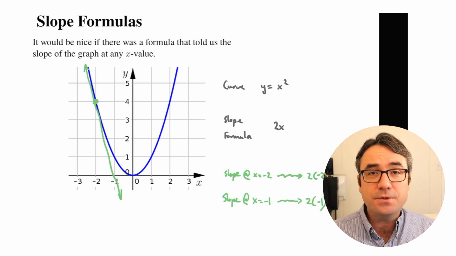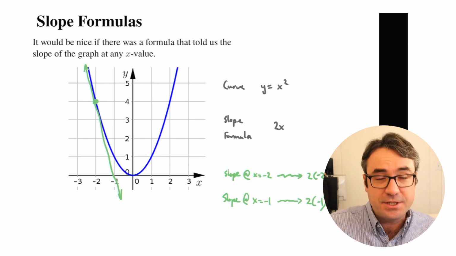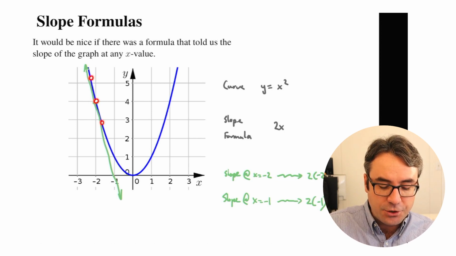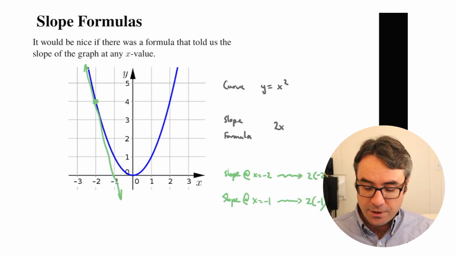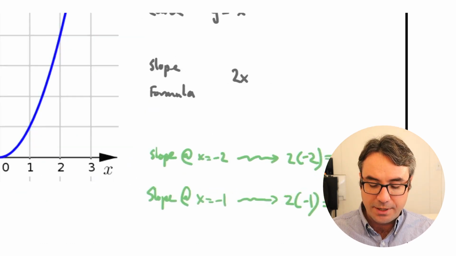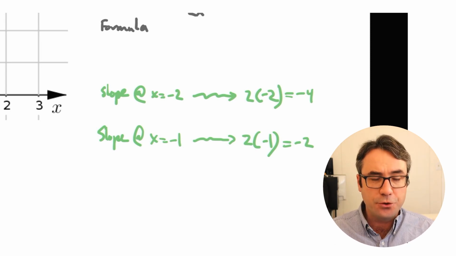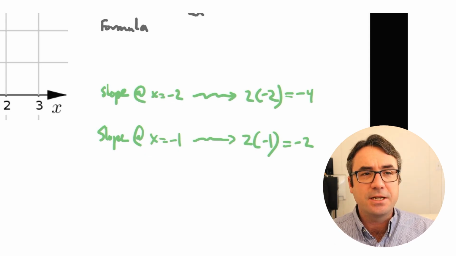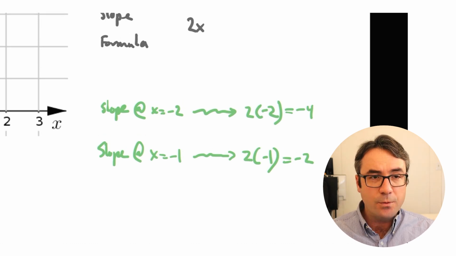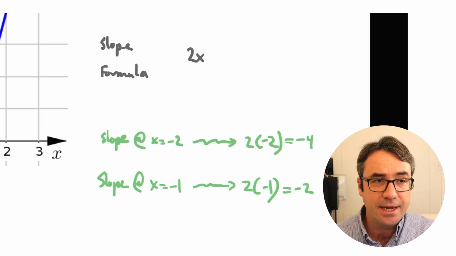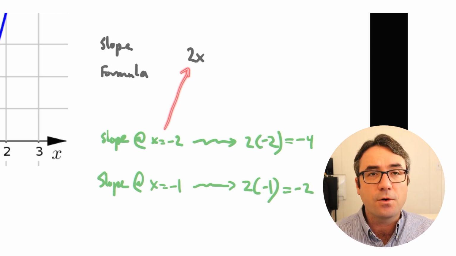The way we could use this slope formula is that if we plugged into it, it would give us the slope at any point that we want along the curve. So for instance, we looked at a couple of points here. We looked at x equals -2. I think we talked about x equals -1. And what we did is we took each of those x values that we were interested in, and we just plugged them into this formula.